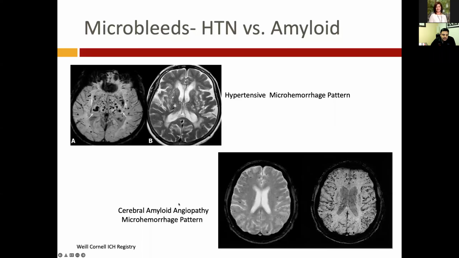On the other hand, if these microhemorrhages are superficial and located mostly in the cortex, then that's more indicative of amyloid angiopathy. So amyloid, being a similar kind of amyloid to what you see with Alzheimer's disease, gets deposited in the blood vessels here instead of the brain parenchyma. And so the blood vessels become very fragile and leaky, and that can cause big hemorrhages.